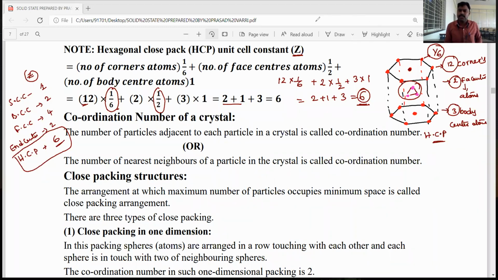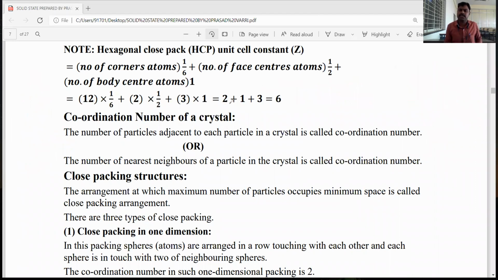Okay, now let's see, dear students, the next important concept is coordination number. Based on this coordination number, we look at close packing arrangements in crystalline solids. What type of close packing arrangement is present in crystalline solids? That we need to remember. Different types of close packing arrangements are present. In each close packing arrangement, what is the coordination number of that particular unit cell? That coordination number value we need to remember.